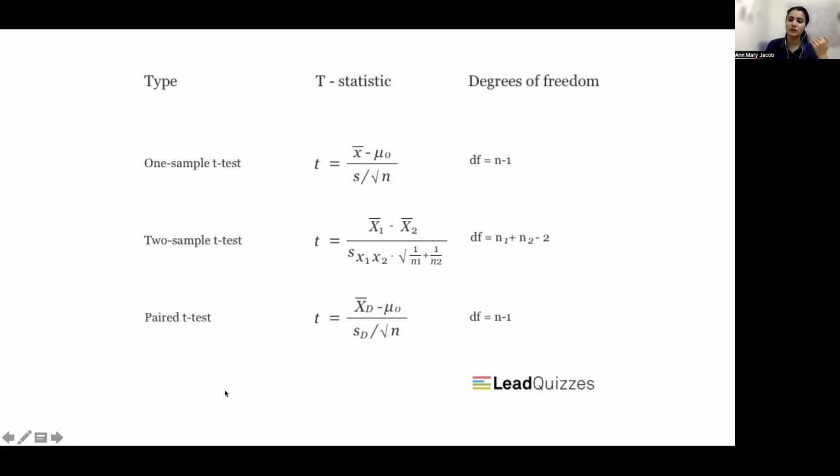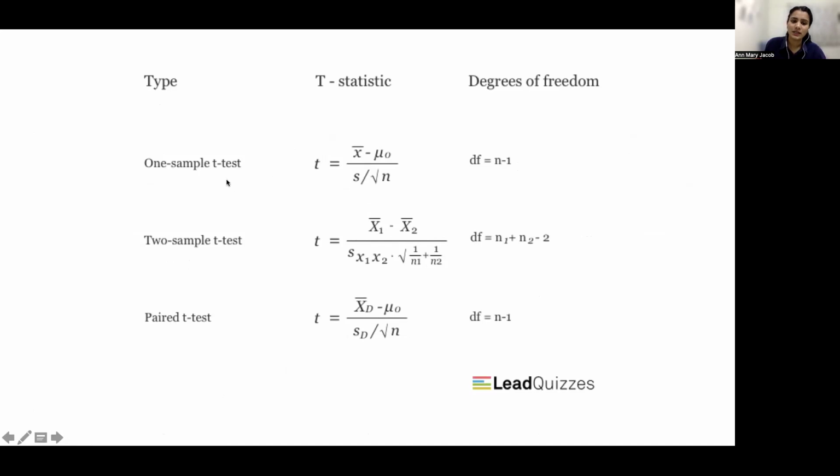Now, these are the formulas that you have. The one sample t-test, as I said, is not very popular, maybe at a very beginner level, just to familiarize you. Perhaps you can do it, but typically we resort to the two sample t-test, or independent sample t-test, and the paired t-test.